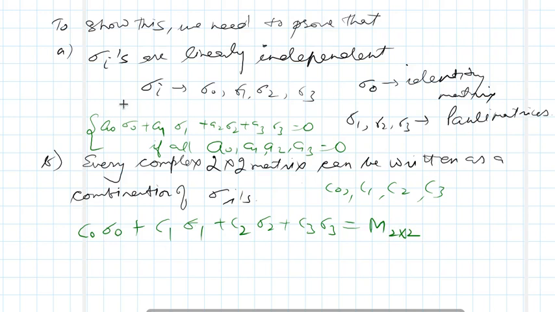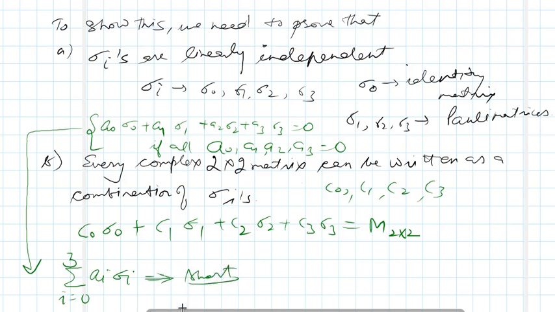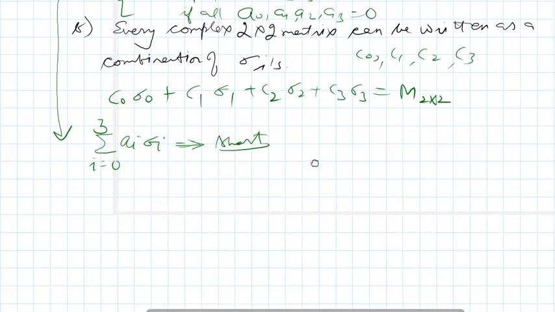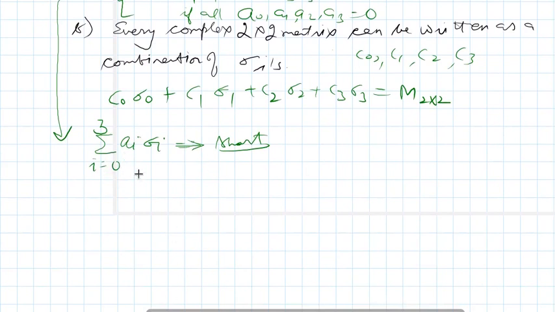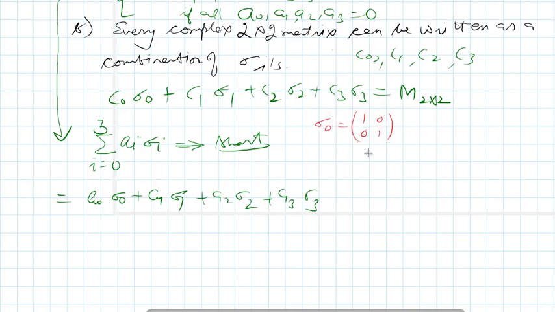So let me try to prove the first part here. In the summation form, this can be written as the sum of a_i sigma_i, where i varies from 0 to 3. This is the short notation. So this is A naught sigma naught + A1 sigma 1 + A2 sigma 2 + A3 sigma 3, where sigma naught is [1 0; 0 1], the identity matrix.